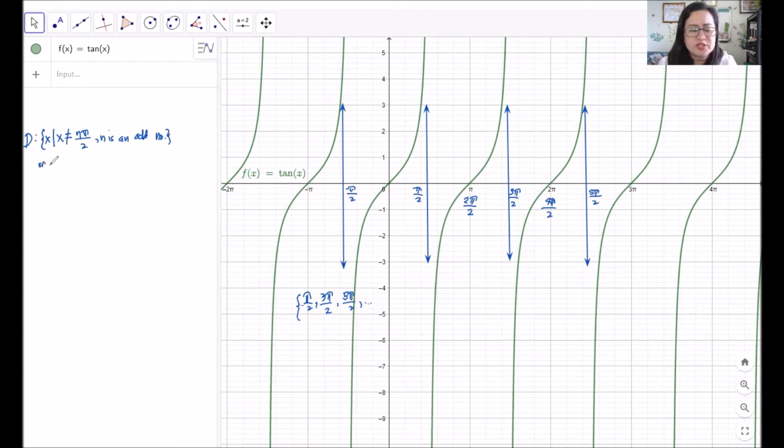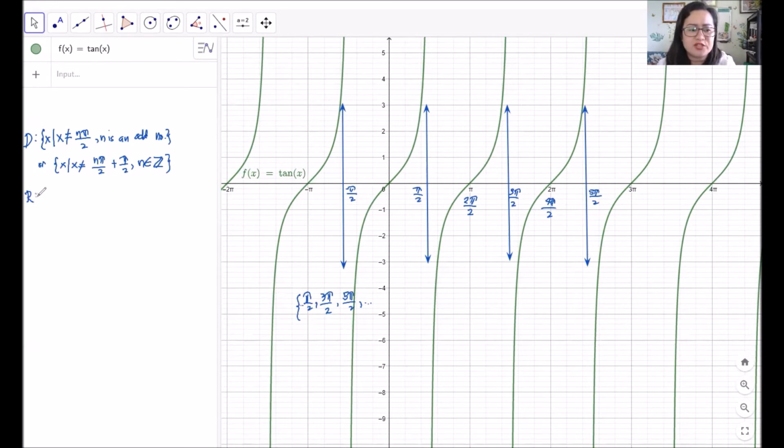We can also express this as the set of all x's such that x is not equal to n pi over 2 plus pi over 2, where n is an element of the set of integers. This implies the same thing as the first. Okay, now we're done with the domain.